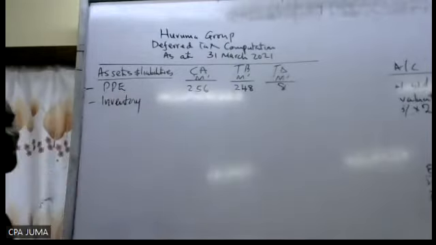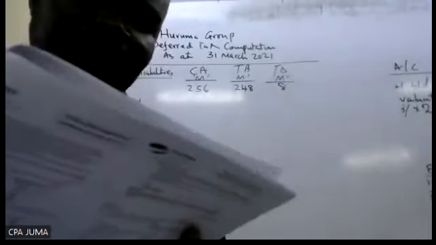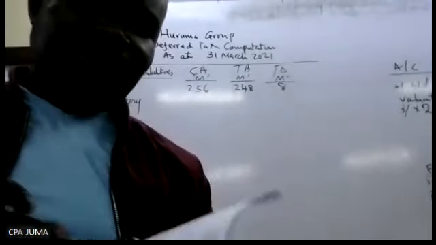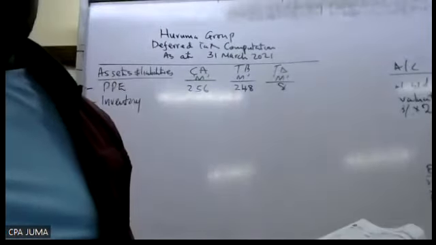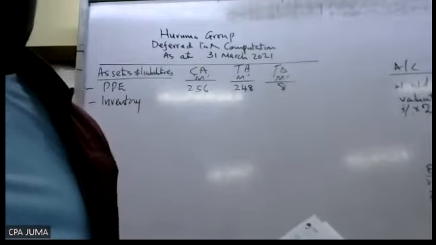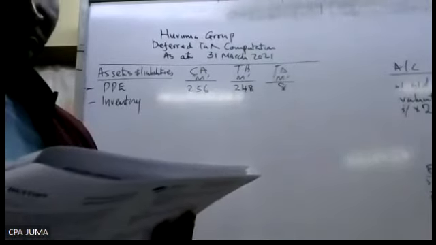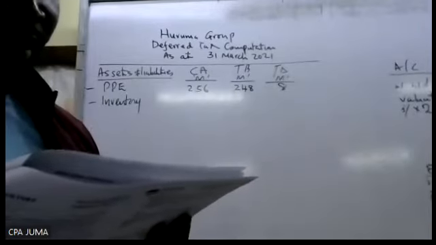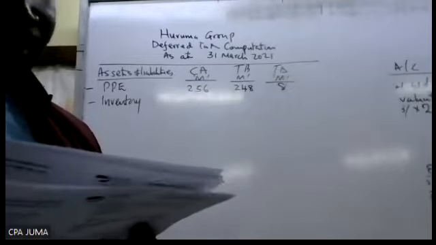So what is the book value? It's not hard, imagine. It's very simple. What is the book value? 40% remained in the inventory. Yeah?